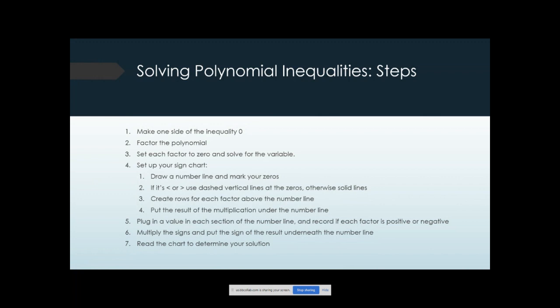I have better technology. So the way these work is that you have to have one side be 0. Usually we always make the right side 0. If you don't have 0 on one side, you can't use this method. So you have to do whatever you can to get everything on one side. Once you've done that, then you factor. If it's something you can't factor, then you need to use the quadratic formula. So you factor, you set each factor to 0, solve for the variable.